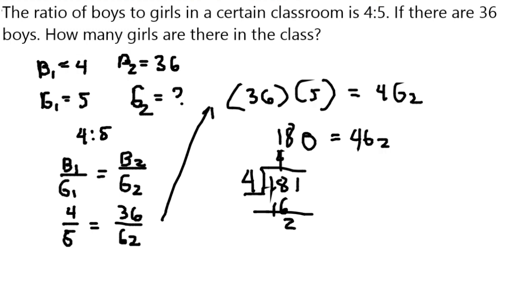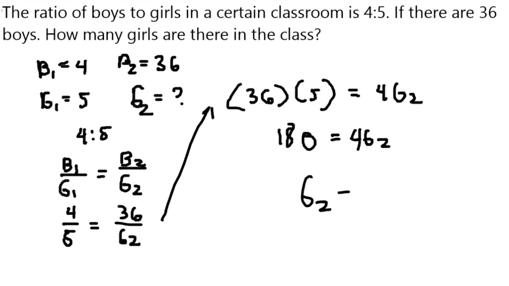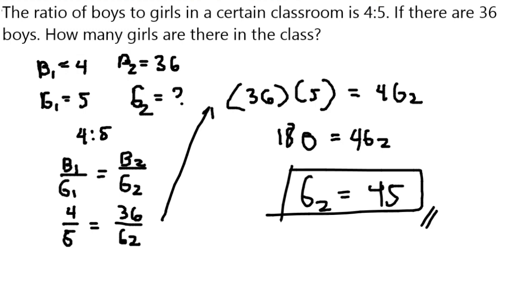We got 4 into 18 is 4 with 16, and we have 2 and then 0. Oops, I put 1. Why did I put 1? It should be 0. Okay, so 20 divided by 4 is 5. So we're going to put 5 there, so we got 45 as our answer. So if there are 36 boys, then there will be 45 girls because of the ratio of 4 to 5.